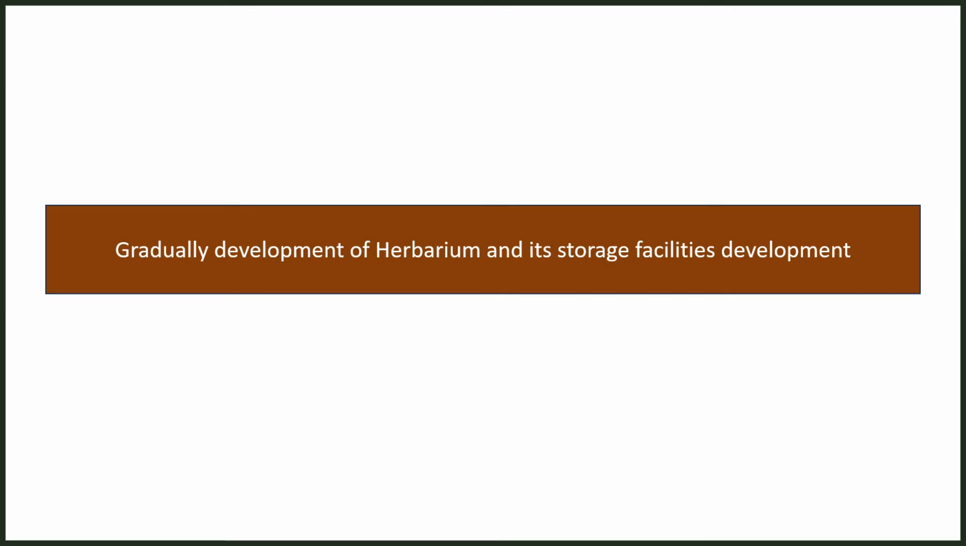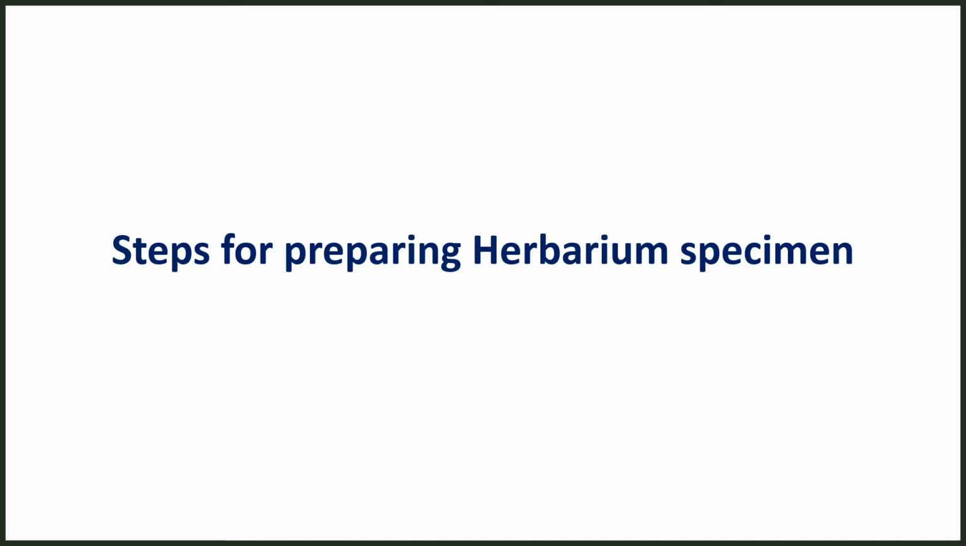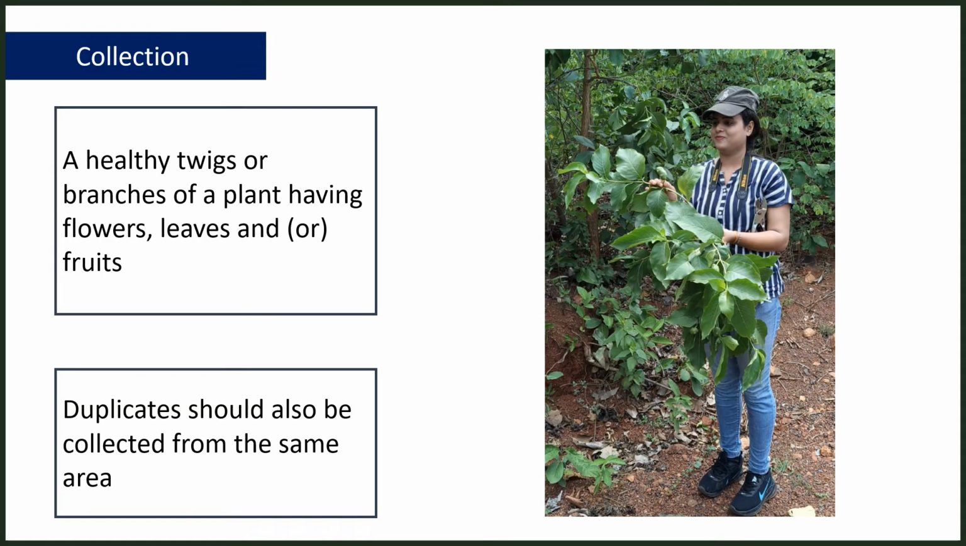So this is the history, and gradually till now you can see there are developments in herbarium facilities and in storage, in different ways. And nowadays in many places you will find e-herbarium and all. So that was the history part. Now we will start with the basics of preparing a herbarium specimen. What are the components and what are the necessary things?